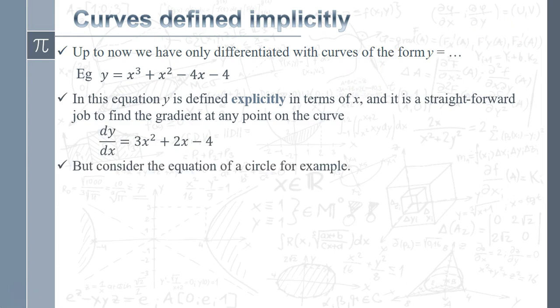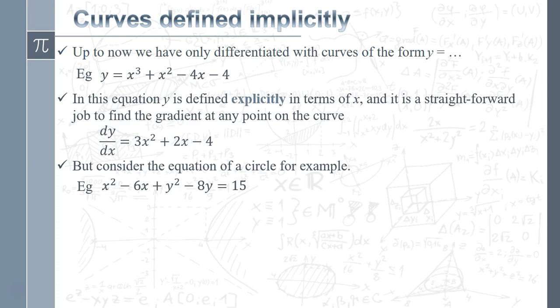However, if we take something, for example, the simplest one that you'll have seen so far would be the equation of a circle, where we've got an equation that includes x and y, but y is not the subject, so we've got x squared minus 6x plus y squared minus 8y equals 15. That one is an example of an implicit definition.